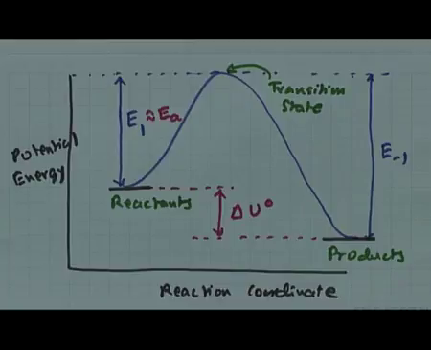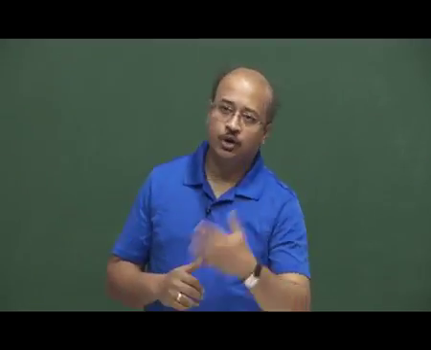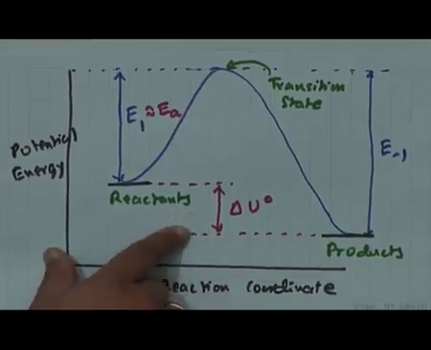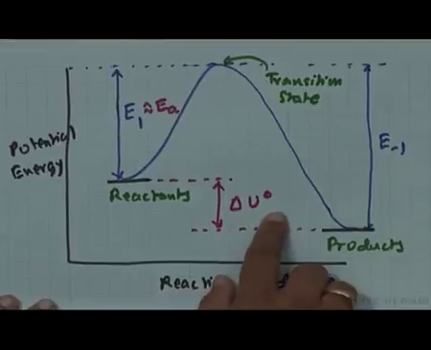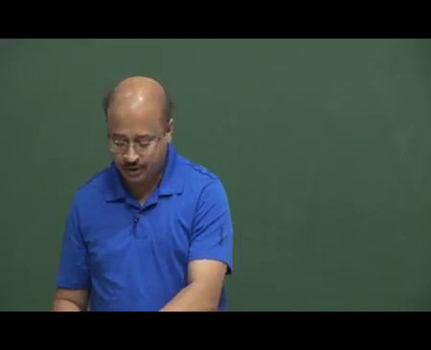Another thing is, if you look at your books, even the NCERT book or some other books, you will see that this difference in reactants and products, instead of delta U naught being written, is many times written as delta H naught. But do not worry, it is not a problem at all. So let us look at what I mean. Remember, we are focusing on delta U naught right now. So think about this.